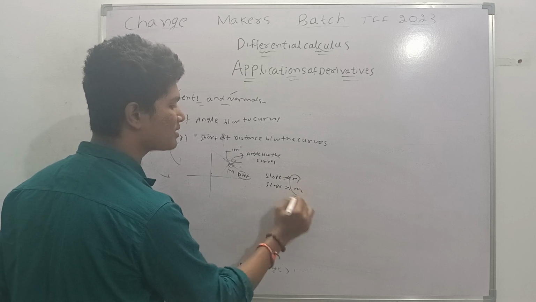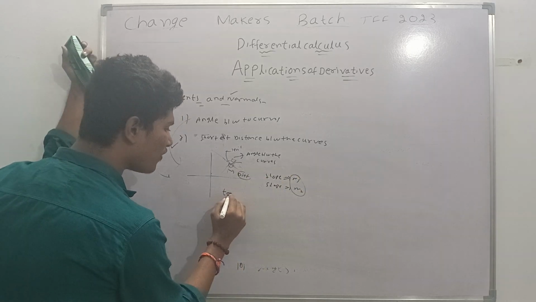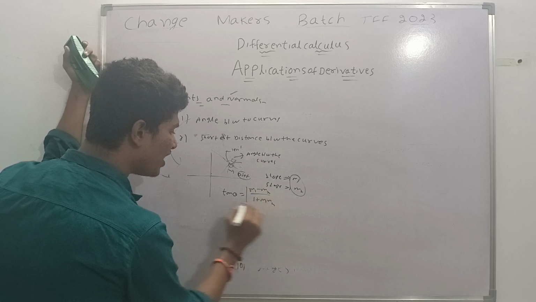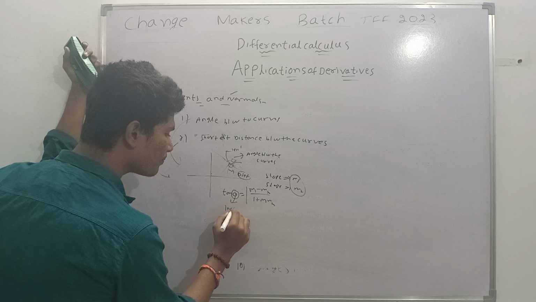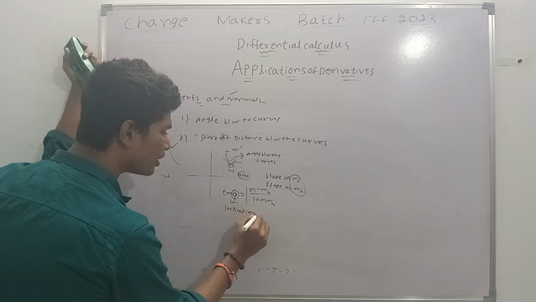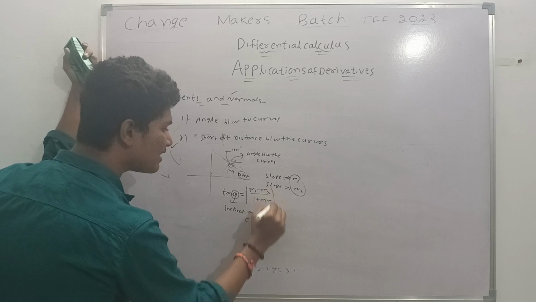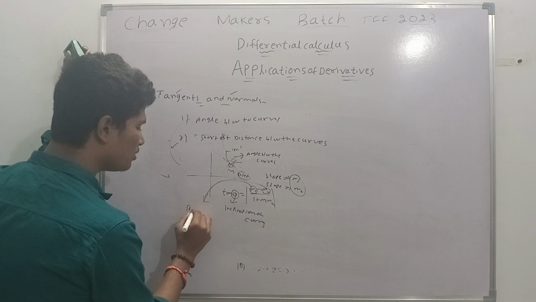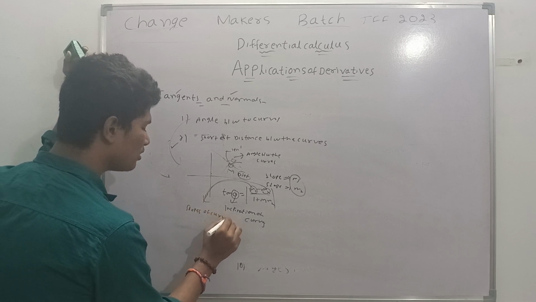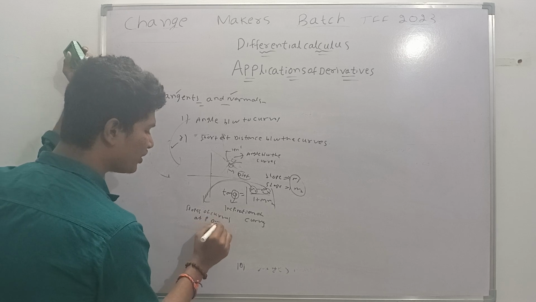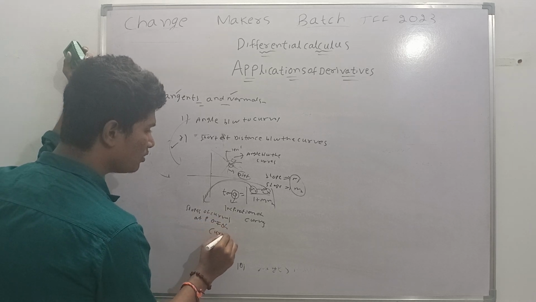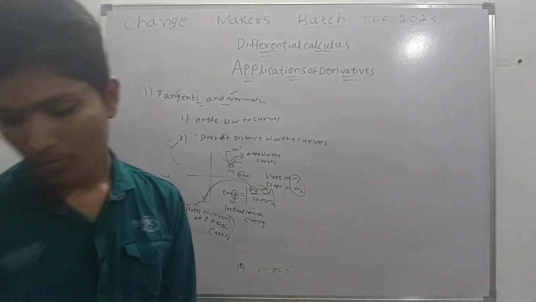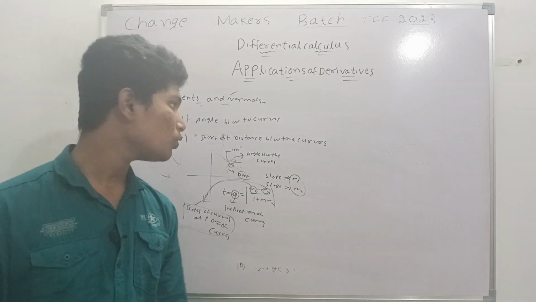If you get these two values, you can use the formula of tan theta, that is mod of m1 minus m2 divided by 1 plus m1 m2, where you can find the inclination of curves. These m1 and m2 are the slopes of the curves at the point of intersection of the curves. These minute things are very important in this chapter. And now you got the idea how to find the angle.